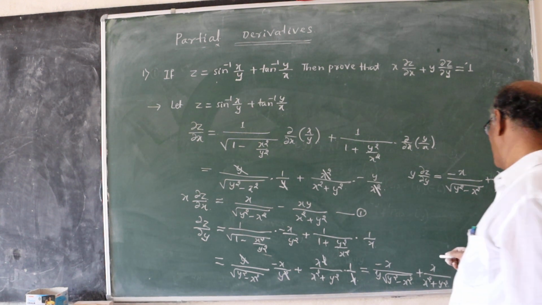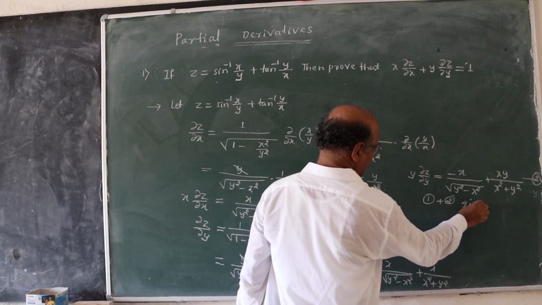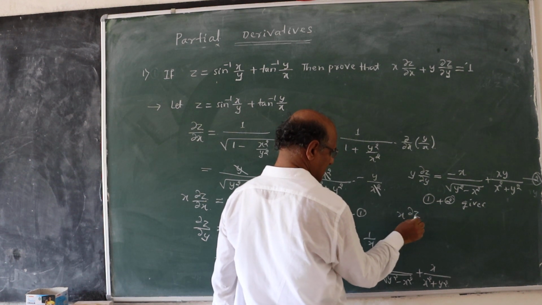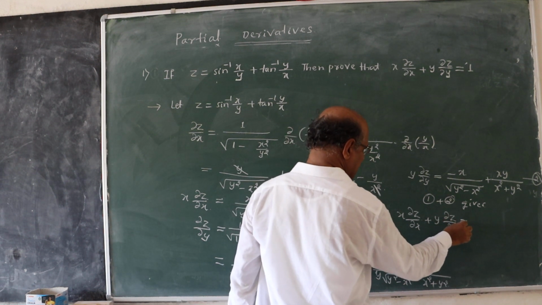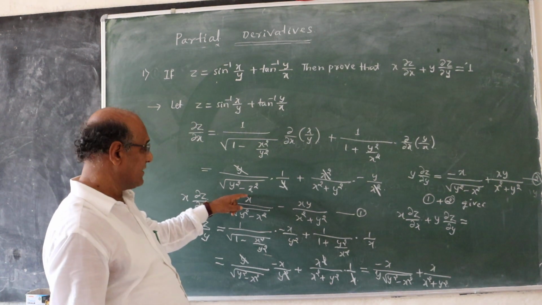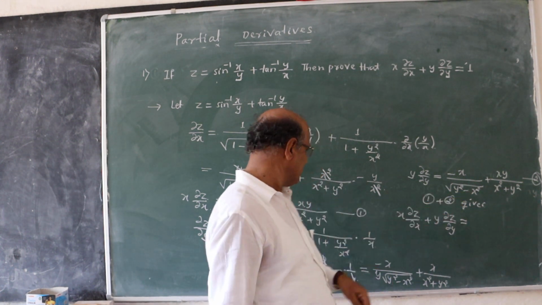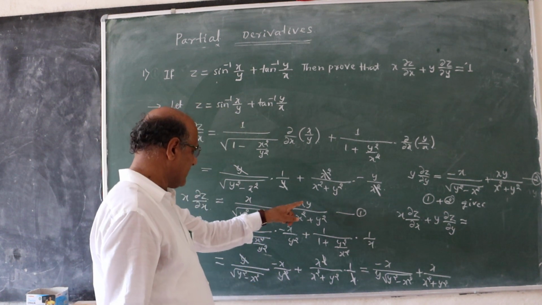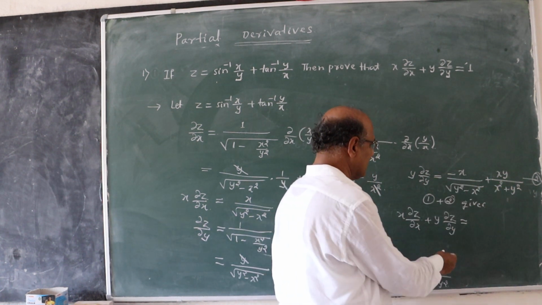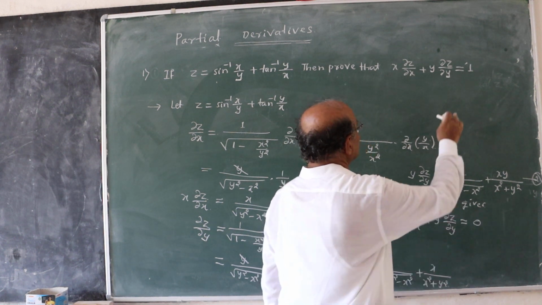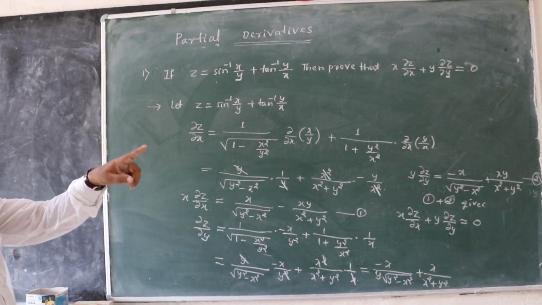Adding 1 and 2, we get x dou z by dou x plus y dou z by dou y is equal to, first term, x divided by square root of y square minus x square minus x divided by square root of y square minus x square, that cancels. Then minus xy divided by x square plus y square plus xy divided by x square plus y square, both get cancelled. So it is equal to 0.